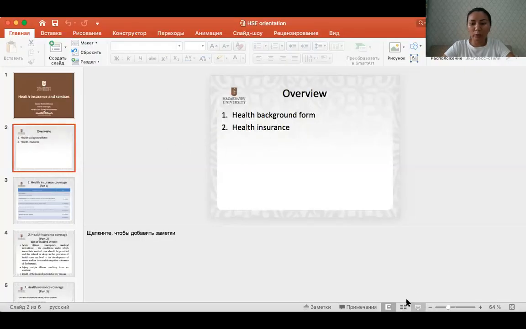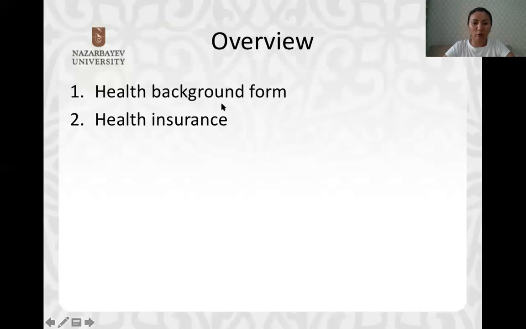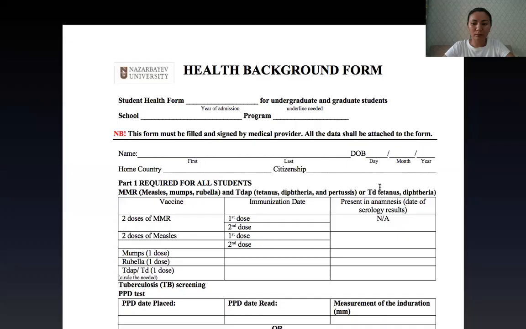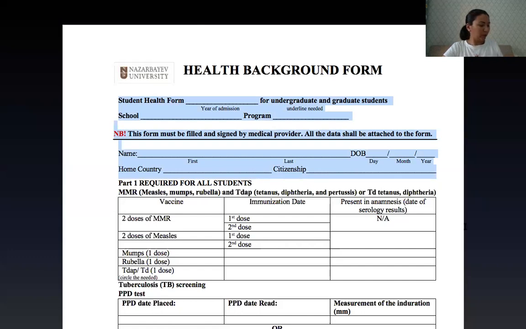So basically we will discuss two main things here, the health background form and the health insurance. Okay, let's go to the health background form. The health background form consists of four big parts: vaccination itself and the health condition. I will not explain this part. It's pretty clear and straightforward. I think that it will be filled without any problems.